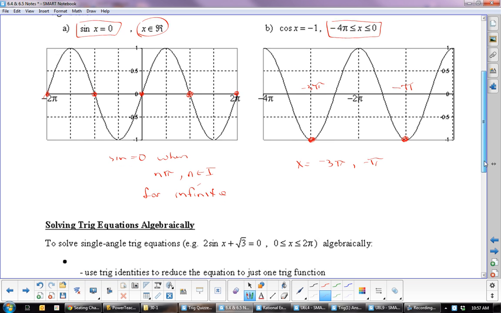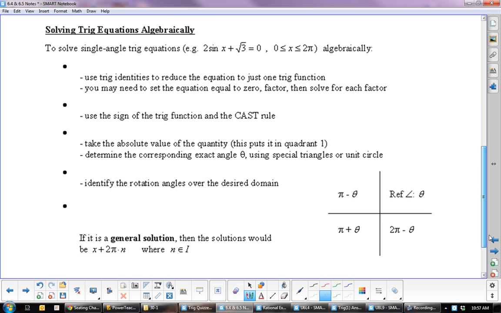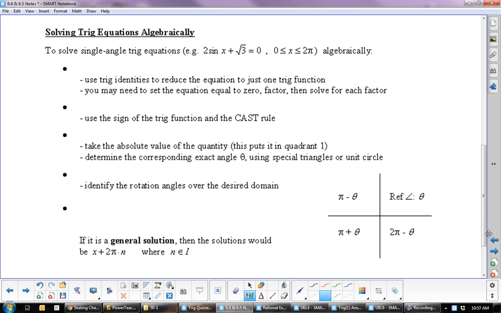Okay. Now solving trig equations algebraically. If you have 2 sine theta plus 3 equals 0, and it wants you to solve it in 0 to 2 pi, in that domain, well, the first thing you want to do is get the ratio by itself. Sine, cos, tan, secant, cosecant, get it by itself. So the first thing I will do is subtract √3 from both sides. So then I will get 2 sine x equals -√3.